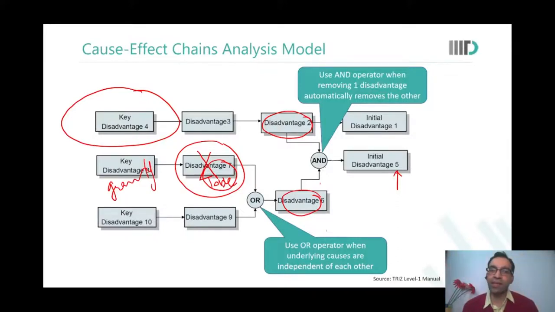So CECA then gave you not only a smaller list of problems to work on, but also multiple options of which problem to solve. And now you can choose the simplest ones to solve.